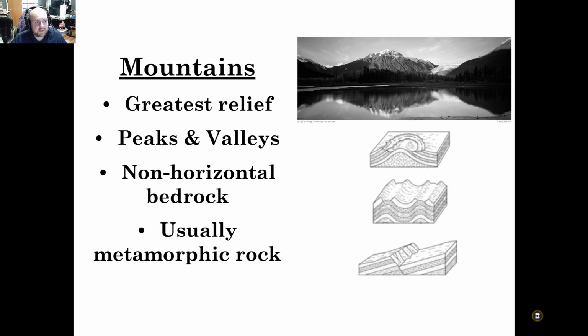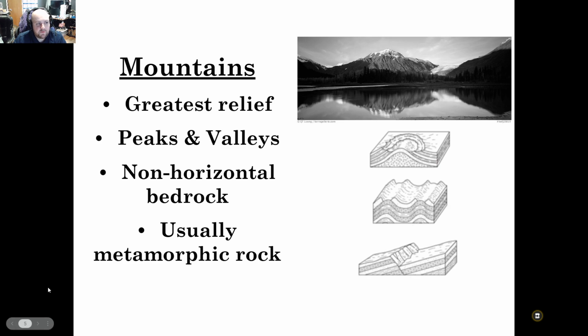Mountains have the greatest relief, so they're going to have the highest elevation. Some of the features we see are peaks and valleys. The bedrock is non-horizontal, meaning there are usually some bends and some folds in it. It's not going to be flat. It's going to be tilted in some way, usually from tectonic activity, mountain building. As the plates collide, the rock gets twisted and bent and broken, as well as shifted and turned upwards. We can see that in this picture down here. If we look at the bedrock, you see it's all wavy, it's all curved, with faults, some earthquake faults here. So, non-horizontal bedrock.